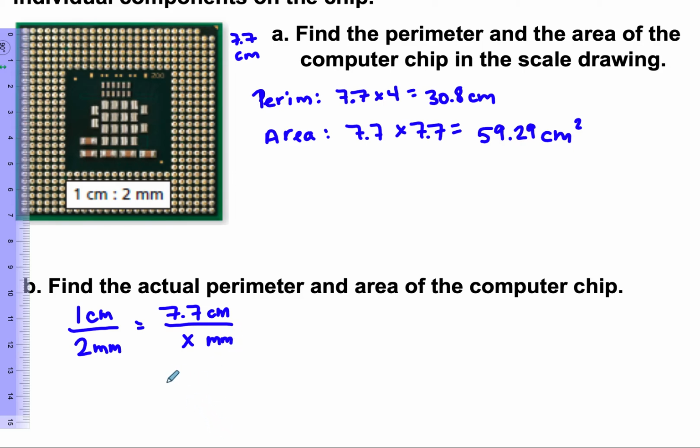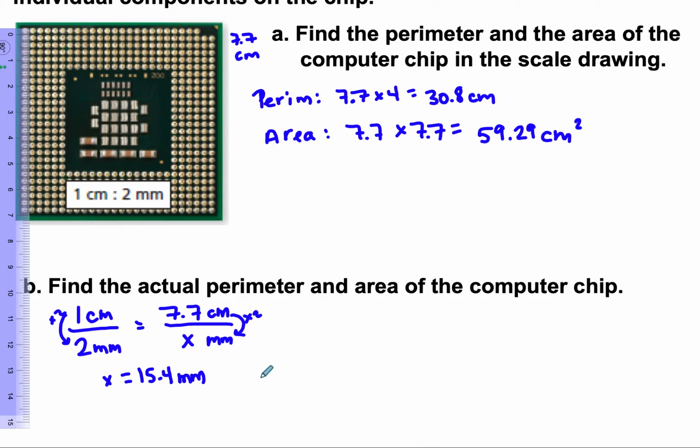Okay, so let's see. I'm noticing here, top to bottom, I'm timesing by 2. The label's changing, but the number is multiplying by 2. So I'm going to do the same thing here. I'm going to do 7 and 7/10. I'm going to multiply by 2. And I'm going to get x equals 15.4 millimeters. Okay, that means that the actual computer chip would have a side length of 15 4/10 millimeters.